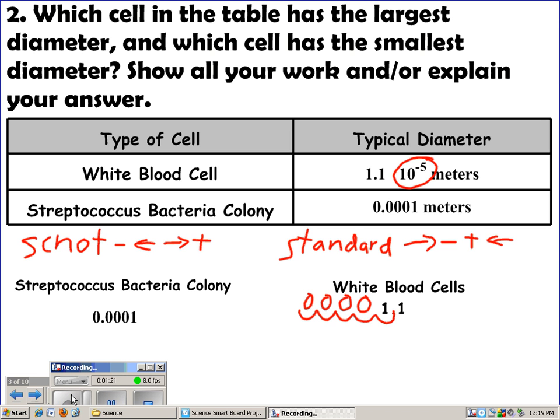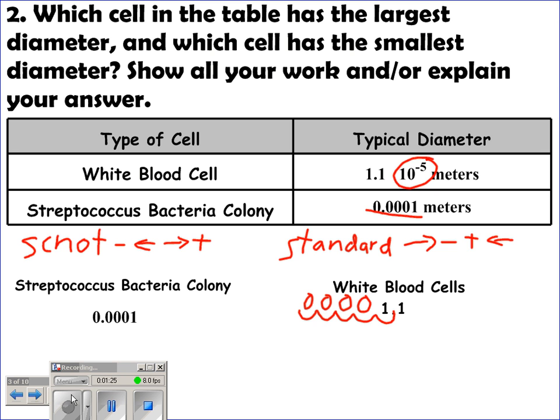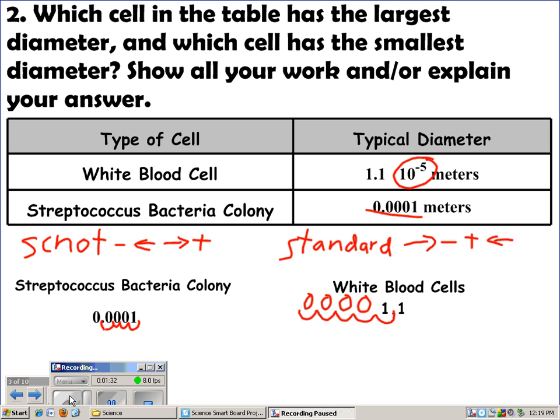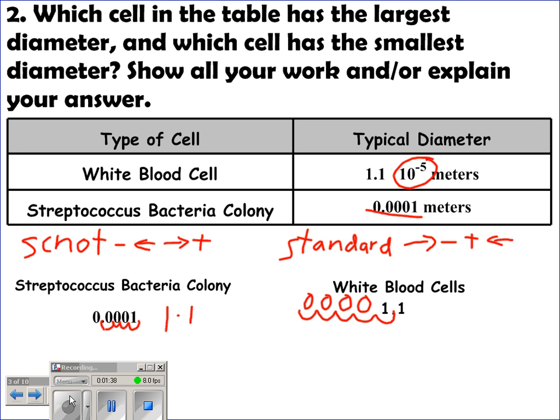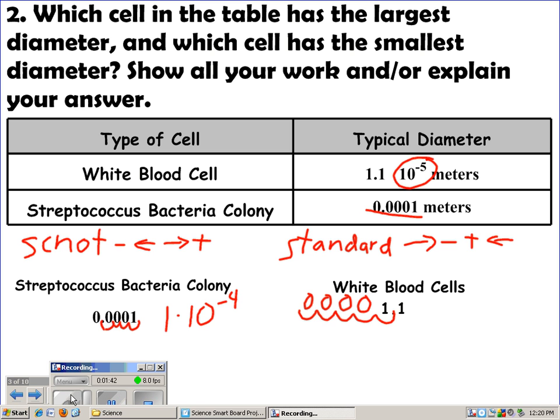Let's try this with the Streptococcus bacteria. Now take this number and move the decimal until it is after the 1. Because we moved the decimal to the right 4 places, we will write this as 1 times 10 to the negative 4th. Now to answer the question, the Streptococcus bacteria is the largest and the white blood cell is the smallest.